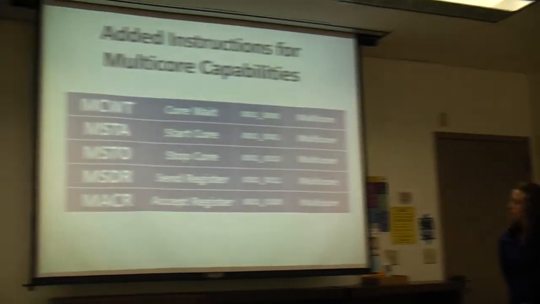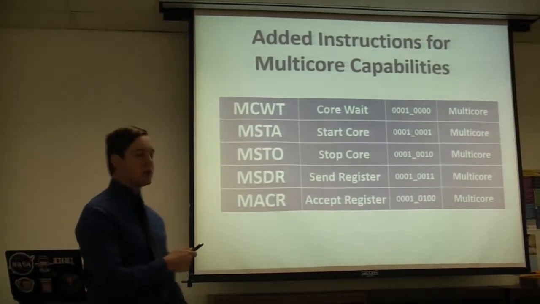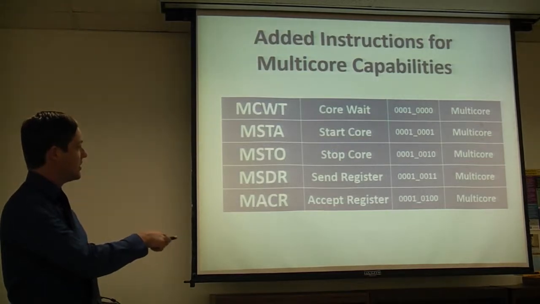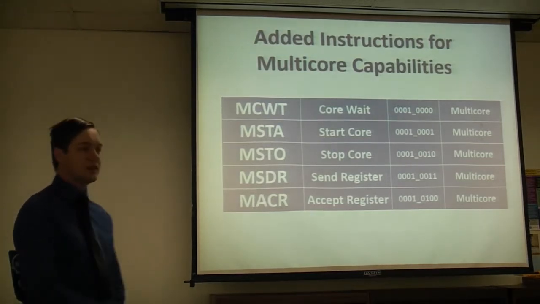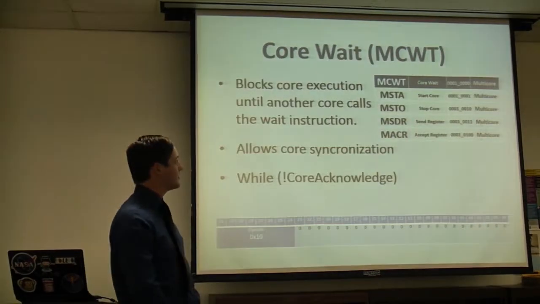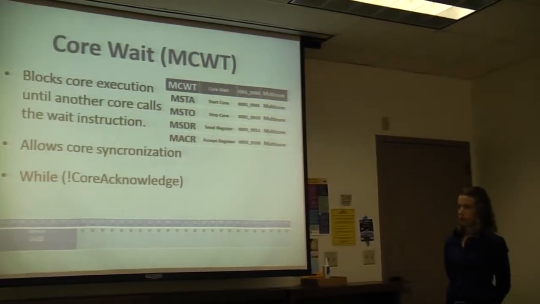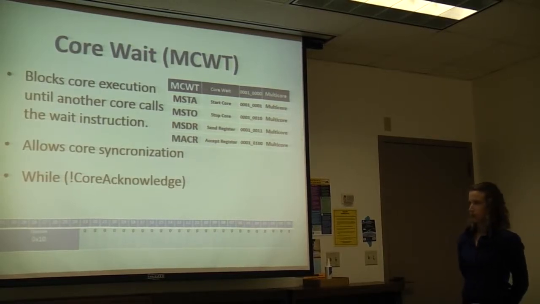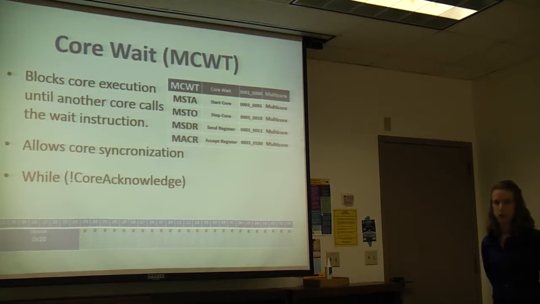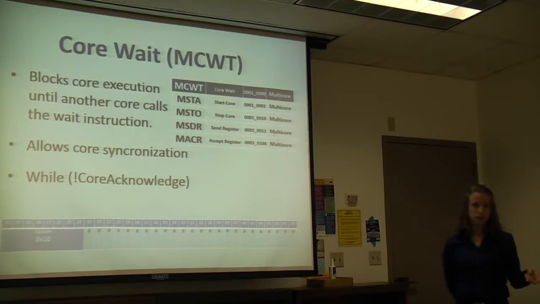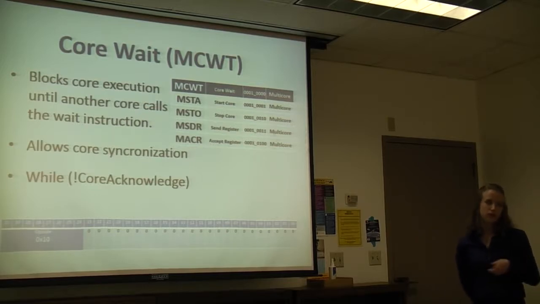We have added 5 new instructions for multi-core operation, which are core wait, start core, stop core, sending of registers, and accepting of the previously sent register. The core wait instruction blocks core execution until another core calls the wait instruction, which allows for core synchronization. How this works is that the first core to execute the wait instruction waits until another core also executes that instruction, and then both continue.